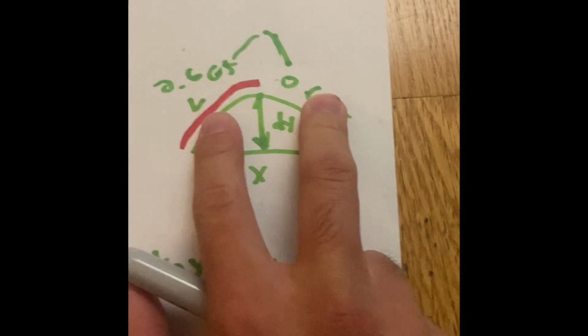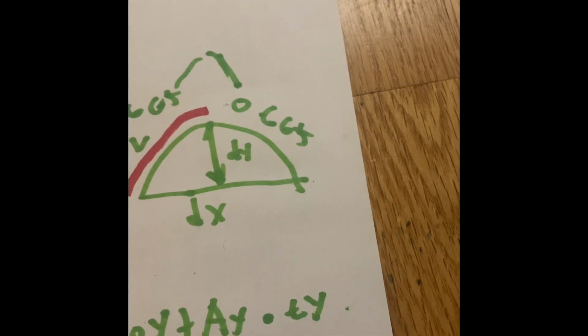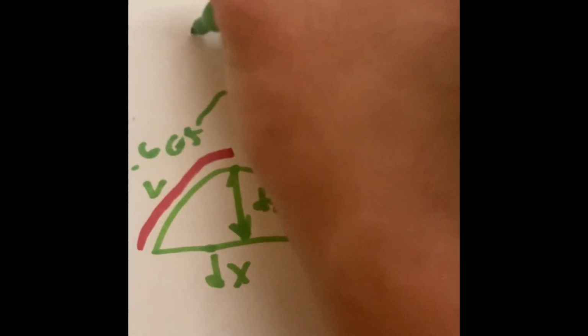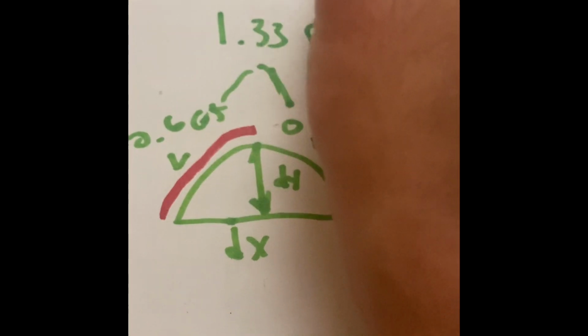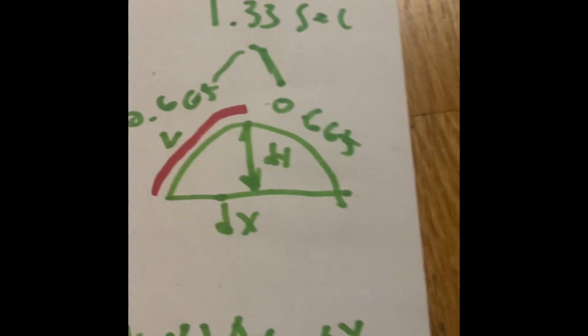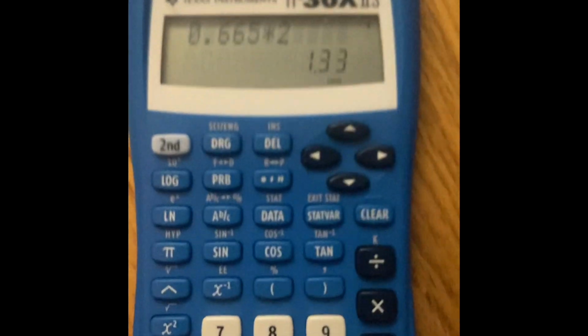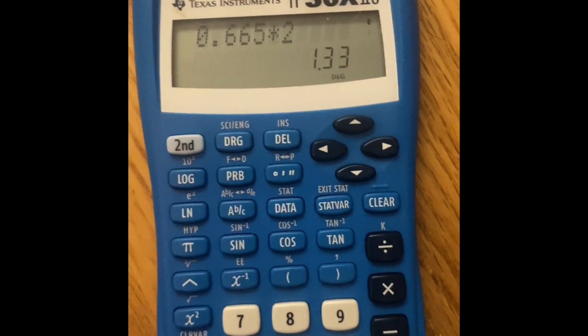When you add these numbers, you're going to get around 1.33 seconds. So that is how much time the ball stayed up in the air. And yes, I did use a calculator on this assignment.